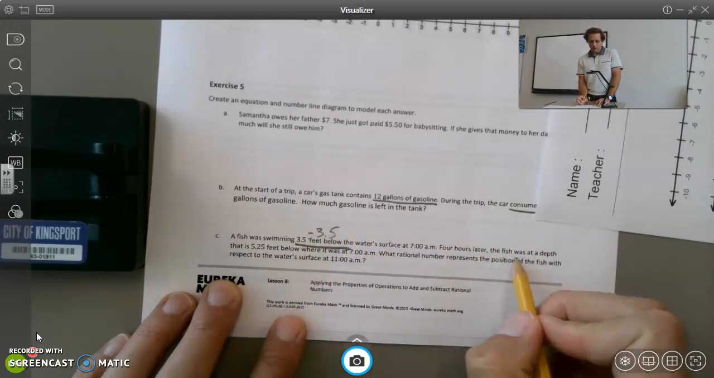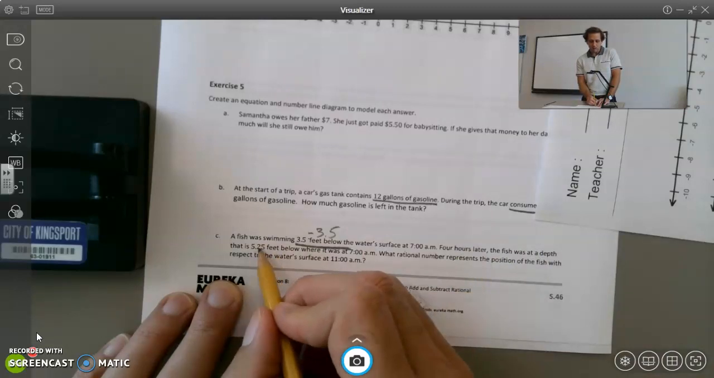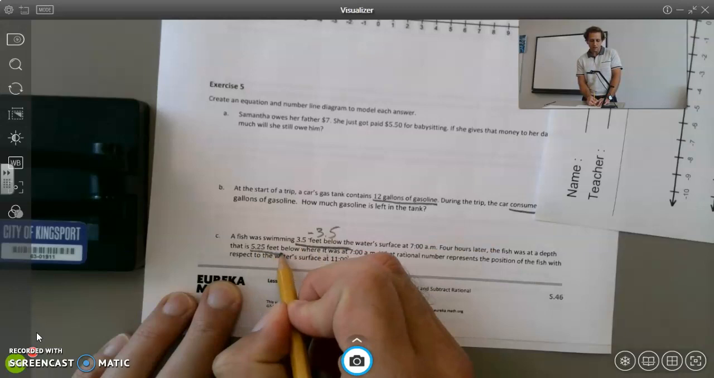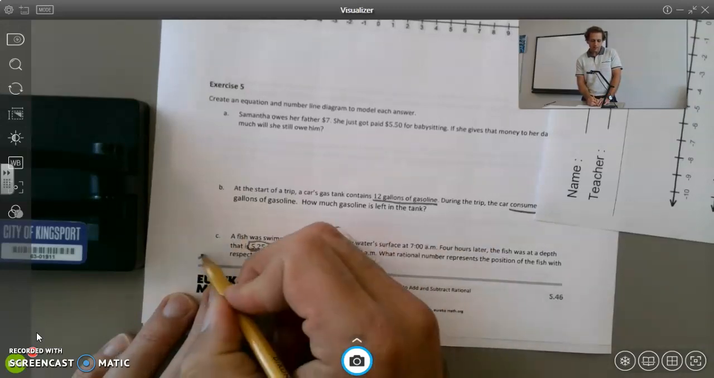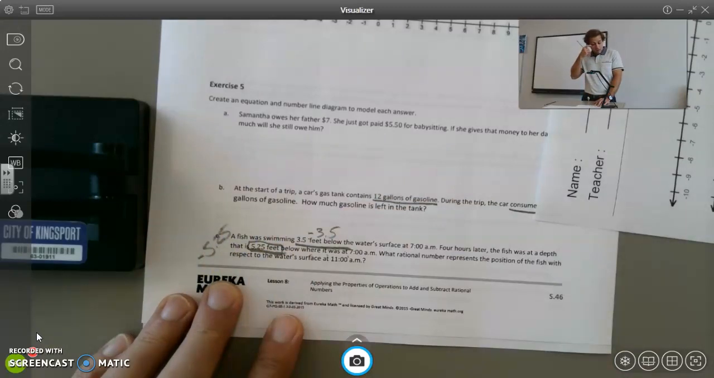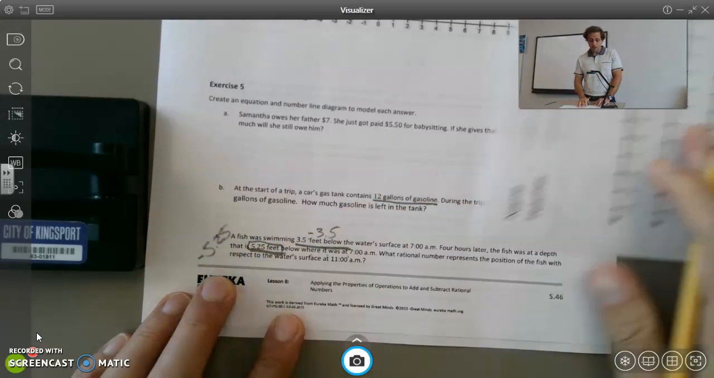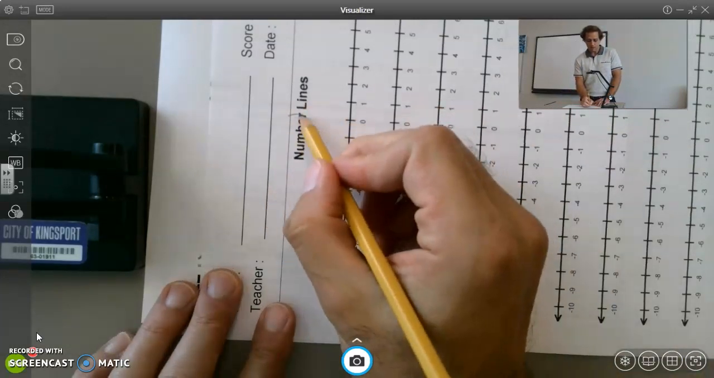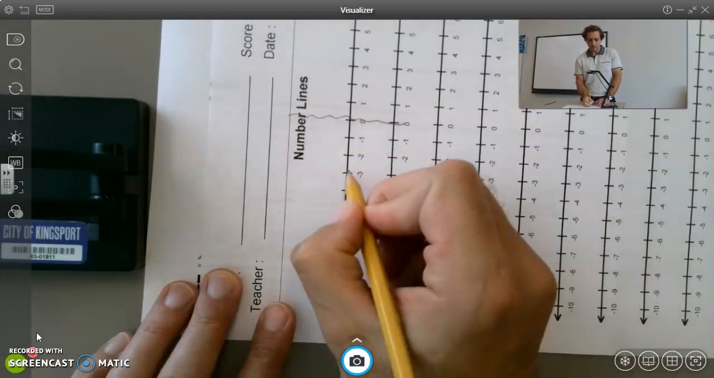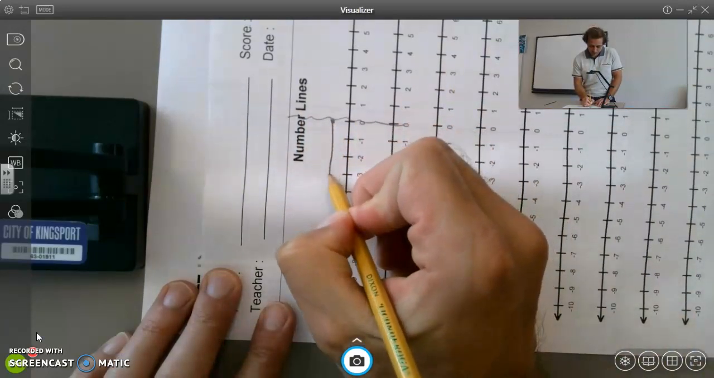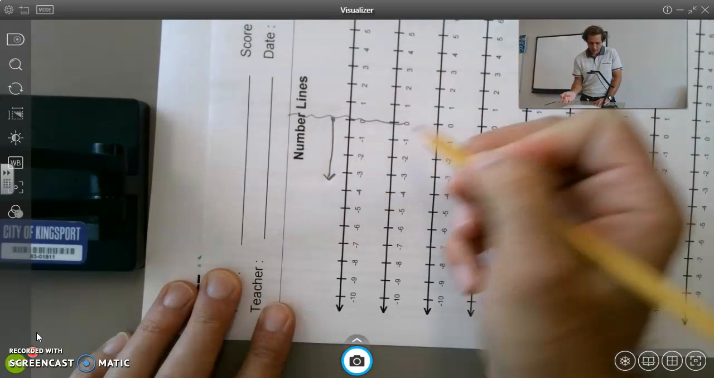Four hours later, the fish was at a depth that is 5.25 below where it was. Okay, so it's going an additional negative 5.25. So now, what is the position of that fish? Well, like I said, this would look nice on a vertical number line, like if this was sea level, right? And the fish is at negative 3.5, so it's going to be down 3.5.